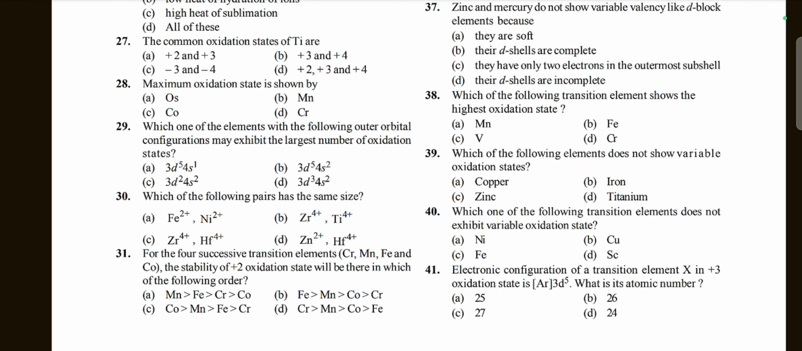Which of the following transition elements shows the highest oxidation state? Option A, Mn, which is +7. Which of the following elements does not show variable oxidation states? So it is zinc. Zinc does not show variable oxidation state due to completely filled d orbital.